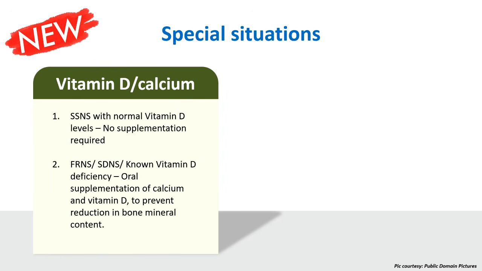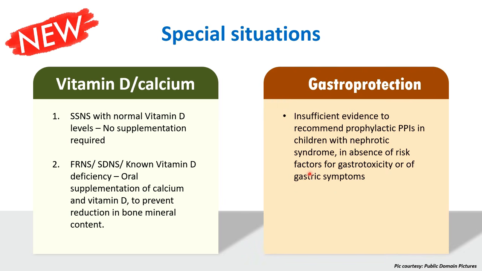As regards vitamin D supplementation, it is no longer recommended in patients with steroid-sensitive nephrotic syndrome with normal vitamin D levels. We should evaluate vitamin D levels in these patients with nephrotic syndrome, especially presenting with the initial episode. But in patients with frequently relapsing steroid dependent or those who have a known vitamin D deficiency, oral supplementation of calcium and vitamin D is recommended, and there is insufficient evidence to recommend prophylactic proton pump inhibitors in children with nephrotic syndrome in absence of risk factors for gastrotoxicity or of gastric symptoms.